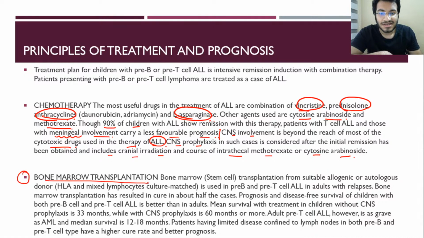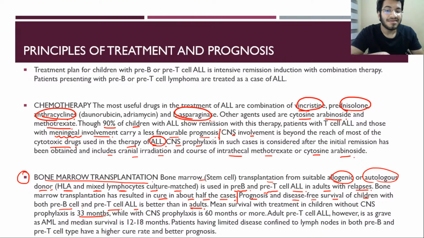Then bone marrow transplantation. Bone marrow transplantation from a suitable allogeneic or autologous donor, matched by HLA and mixed lymphocyte culture, is used in pre-B and pre-T cell ALL in adults with relapses. Bone marrow transplantation has resulted in cure in about half the cases. Prognosis and disease-free survival of children with both pre-B cell and pre-T cell ALL is better than in adults. And mean survival with treatment of children without any CNS prophylaxis is 33 months.